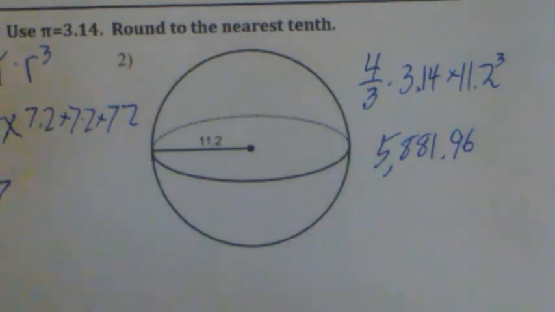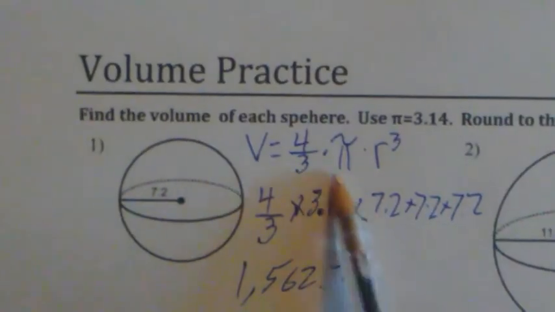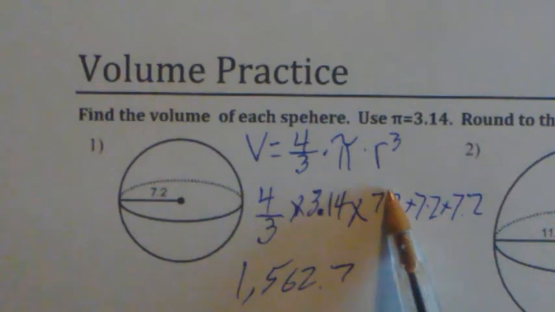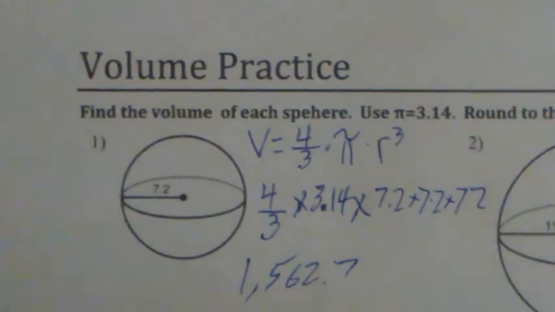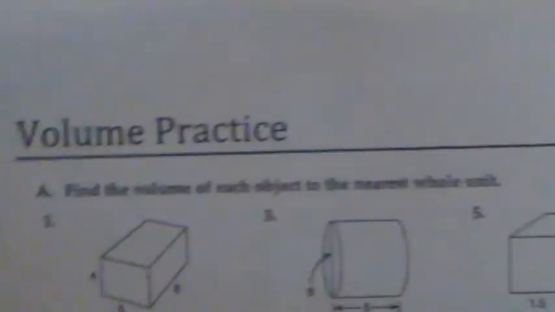Okay. Anyway, you can work out the others using this basic formula, 4/3 pi r cubed. And you can do your spheres that way. And then they throw in one more page of volume practice.